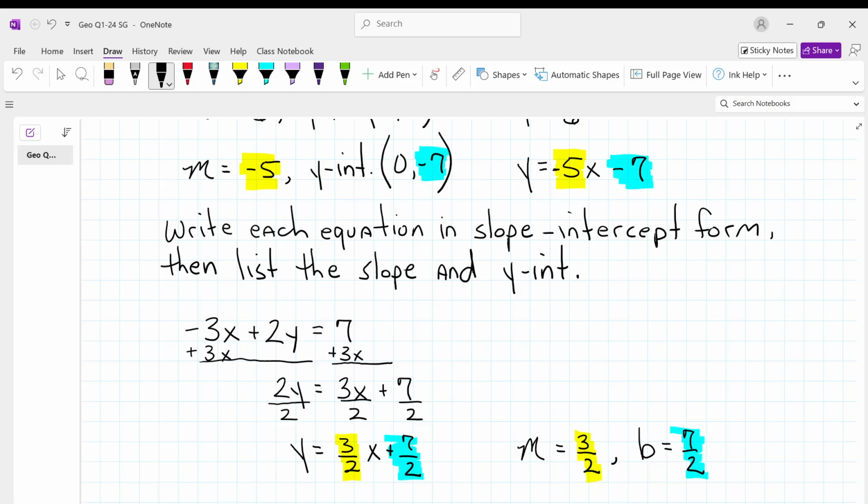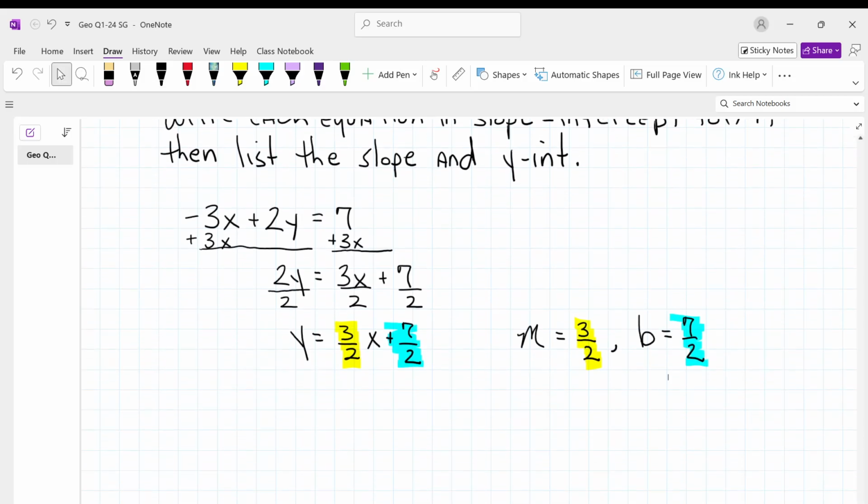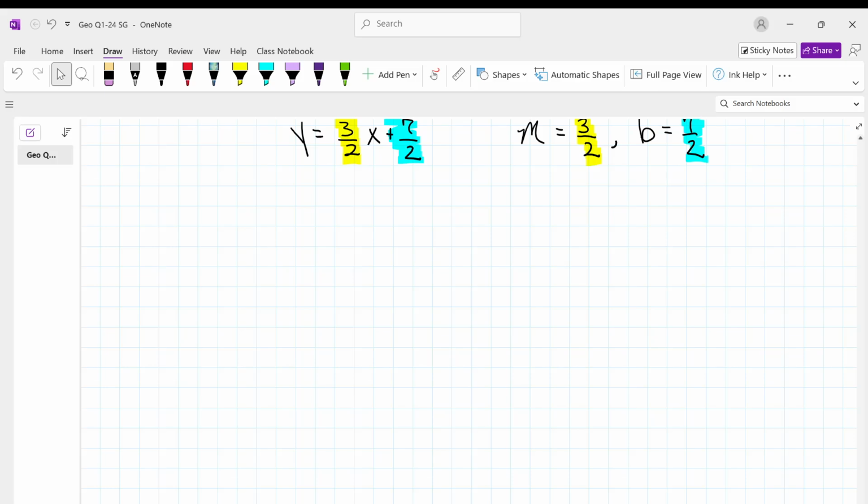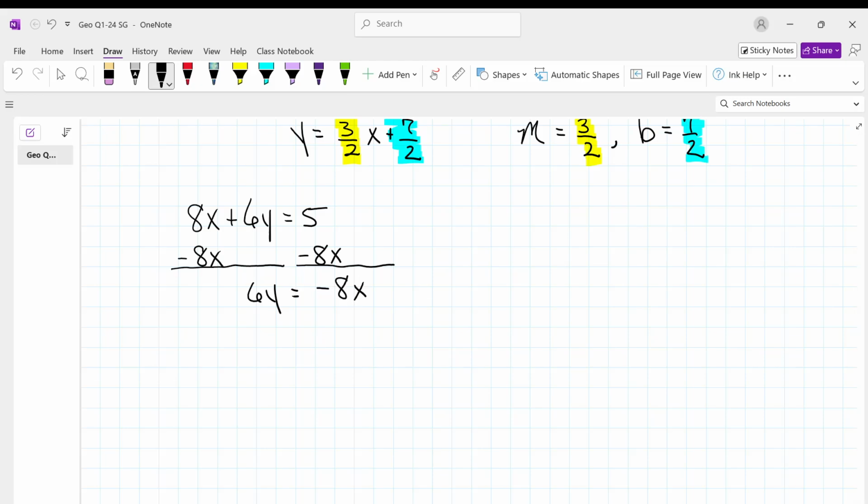All right, so let's do one more of those. Let's say we got 8x plus 6y equals 5. We're trying to get the y by itself. So let's move the 8x to the right side of the equation. We do that by subtracting 8x from each side. So the 6y falls down, and it's equal to negative 8x plus 5.